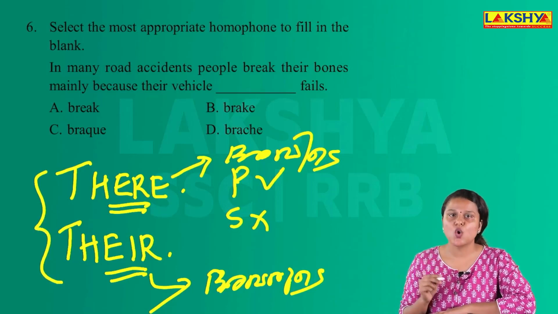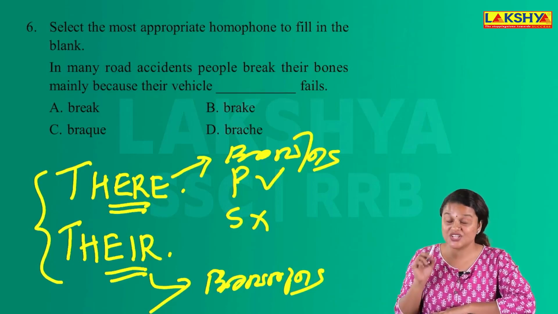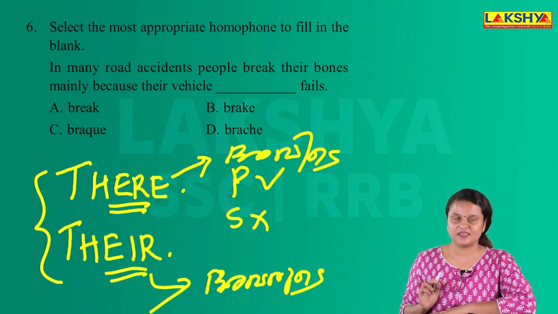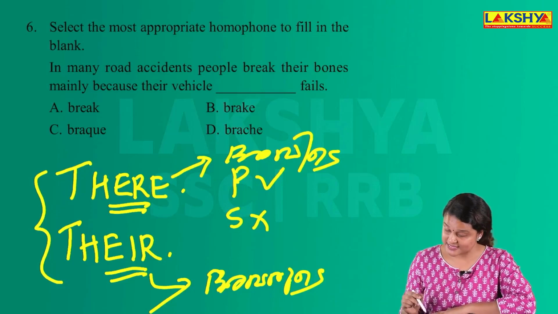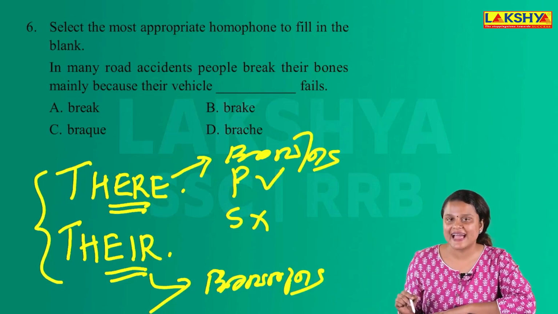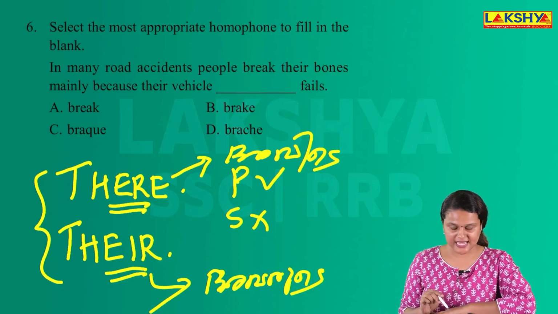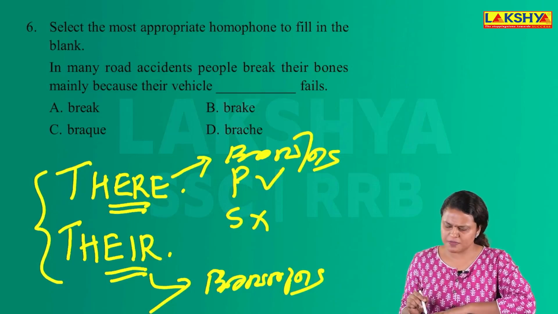Did you understand? Homophone. Now the question is, you need to find the correct word that you can use in that blank. In many road accidents, people break their bones mainly because their vehicle dash fails. I'll read the sentence again. In many road accidents, people break their bones mainly because their vehicle dash fails. What should be the word here?